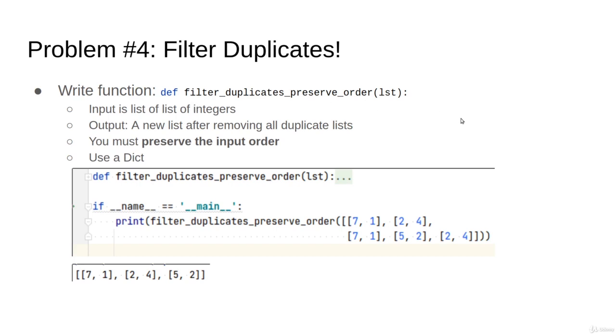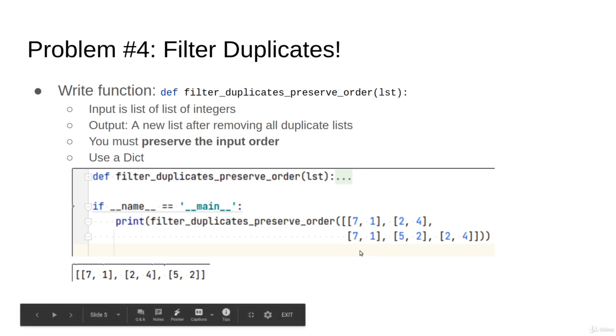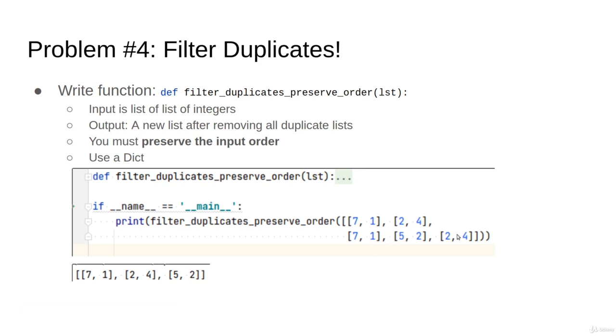Filter the duplicates. You will develop a function, filter duplicates, preserve order. In this function, you will take a list of lists of integers, and you would like to remove all the lists that are duplicate, and you should preserve the input order. For example, if the input lists are 7, 1, 2, 4, 7, 1 again, 7, 1 is duplicate, remove it, 5, 2, 2, 4 is duplicate, remove it.